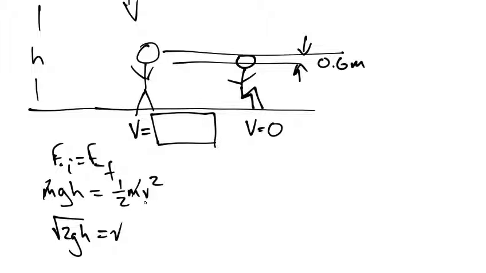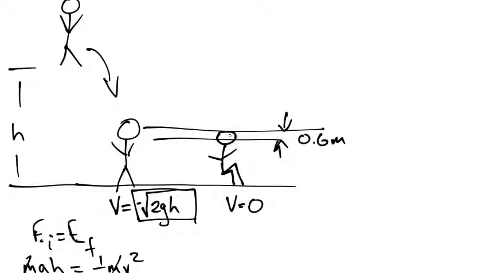Okay, now we can put that in here. So that's the square root of 2gh, and by the way, this velocity is going to be down. Okay, so technically, I guess we should put a negative in there.